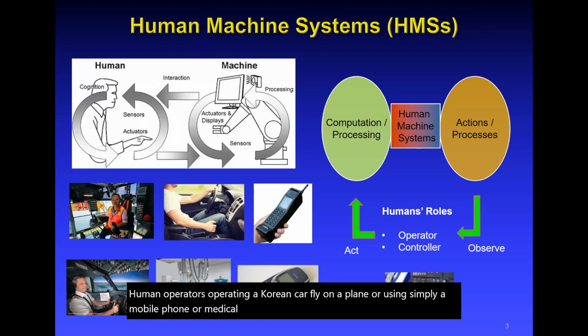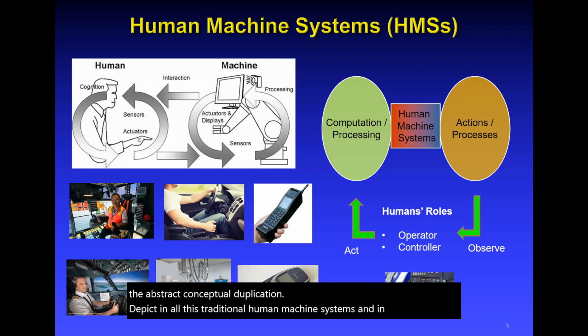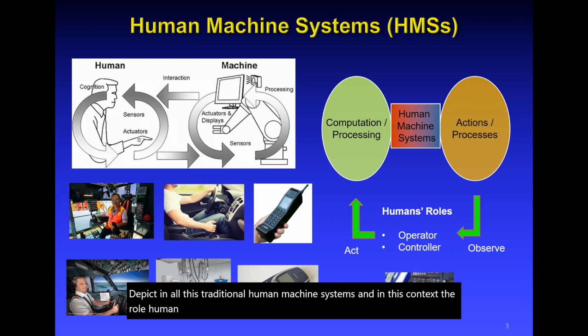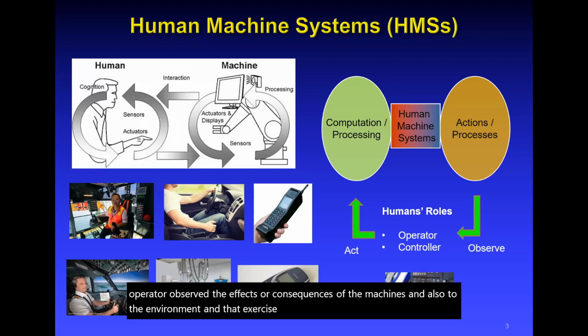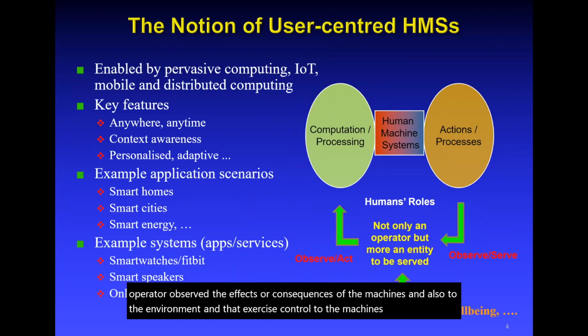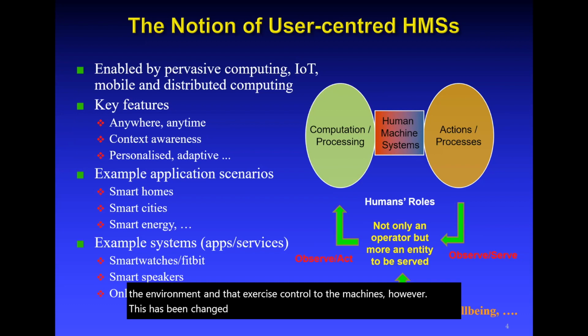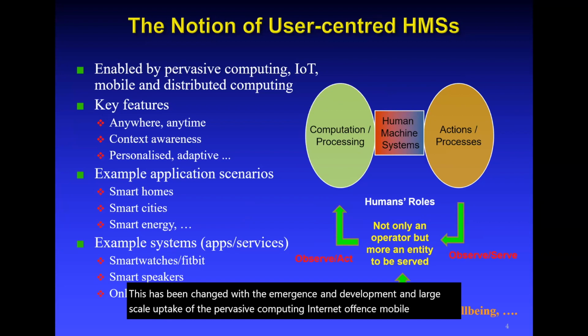As you can see on the right-hand side, the abstract conceptual depiction shows these traditional human-machine systems, and in this context, the role the human plays is mainly as an operator or controller. The human operator observes the effect or consequences of the machines and also on the environment, and exercises control over the machines. However, this has changed with the emergence, development and large-scale uptake of pervasive computing, Internet of Things, mobile and distributed computing.